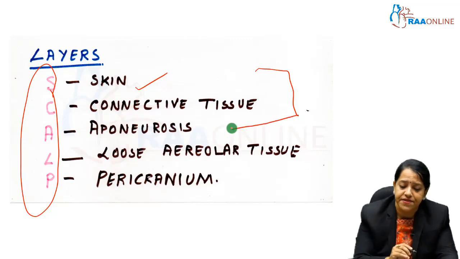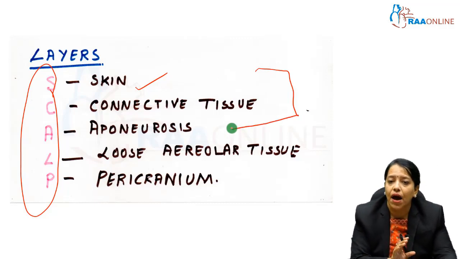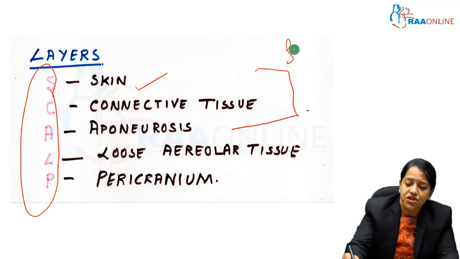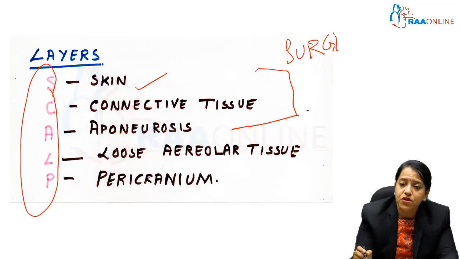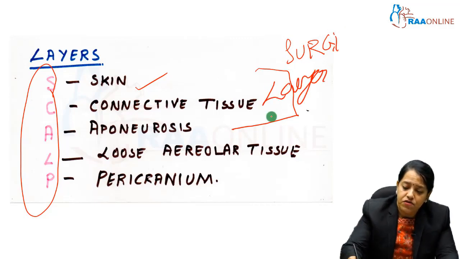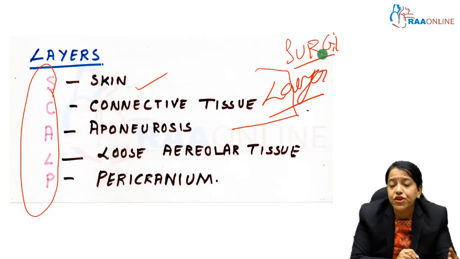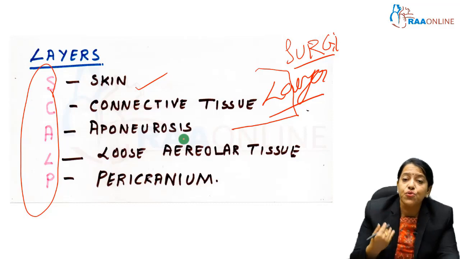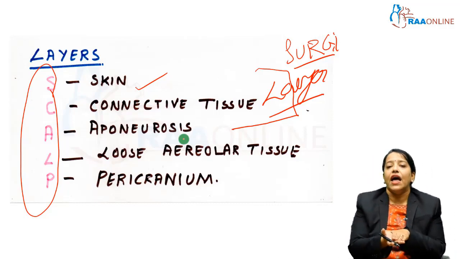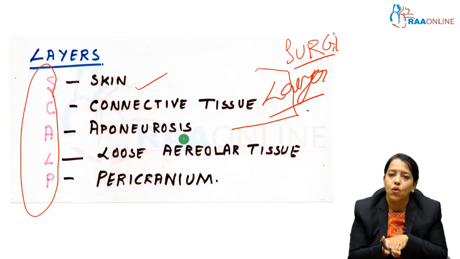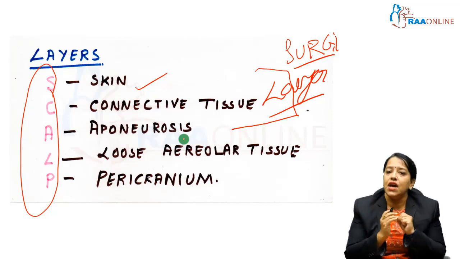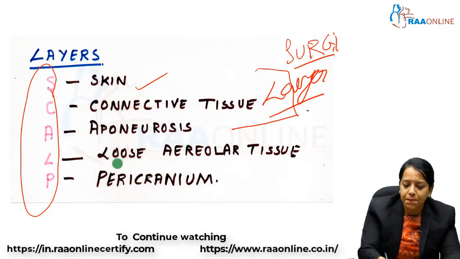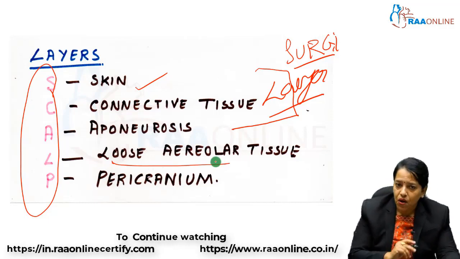If you see these three layers, that is the skin, the connective tissue and the galea aponeurotica or the aponeurosis, with the muscle bellies, these three layers are also called the surgical layer of the scalp. Why is it called the surgical layer of the scalp? Because when you try to move the scalp, you will be moving the scalp on the loose areolar tissue. These three layers are fused with each other, and together they are called the surgical layer of the scalp. This has to be very clearly understood, because these three layers are going to move on one loose plane, which is the fourth layer of the scalp, and that plane is movable, and that is the loose areolar tissue.